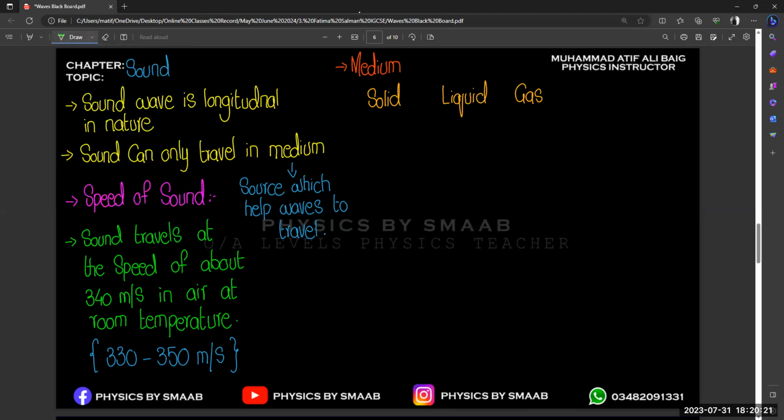Okay, if we talk about the solid medium, what do you think, will sound travel faster in solid, liquid, or gas? Which medium helps sound to travel faster? In solid, liquid, or gas? So sound will travel fastest in solid, right?